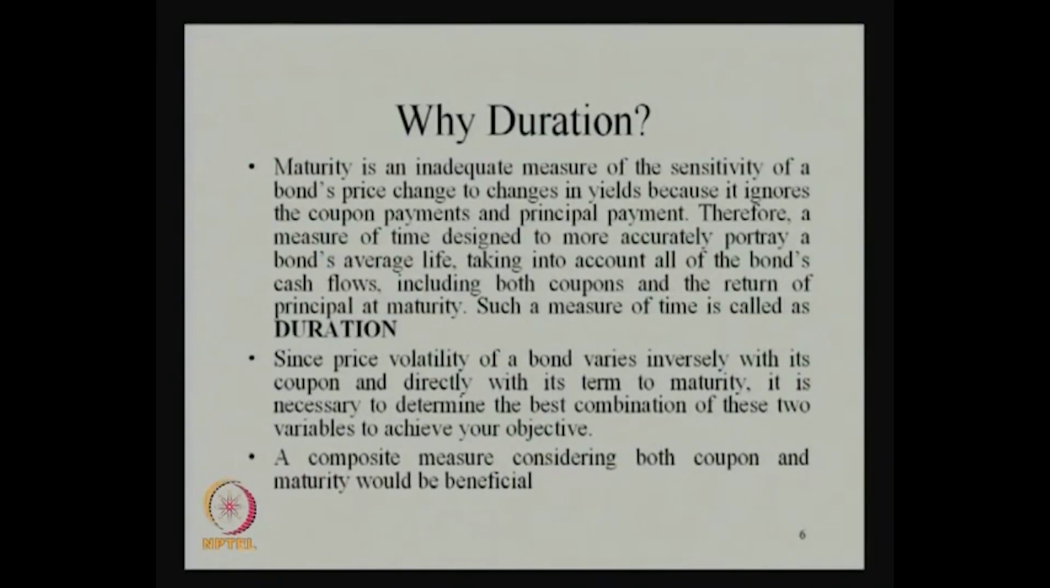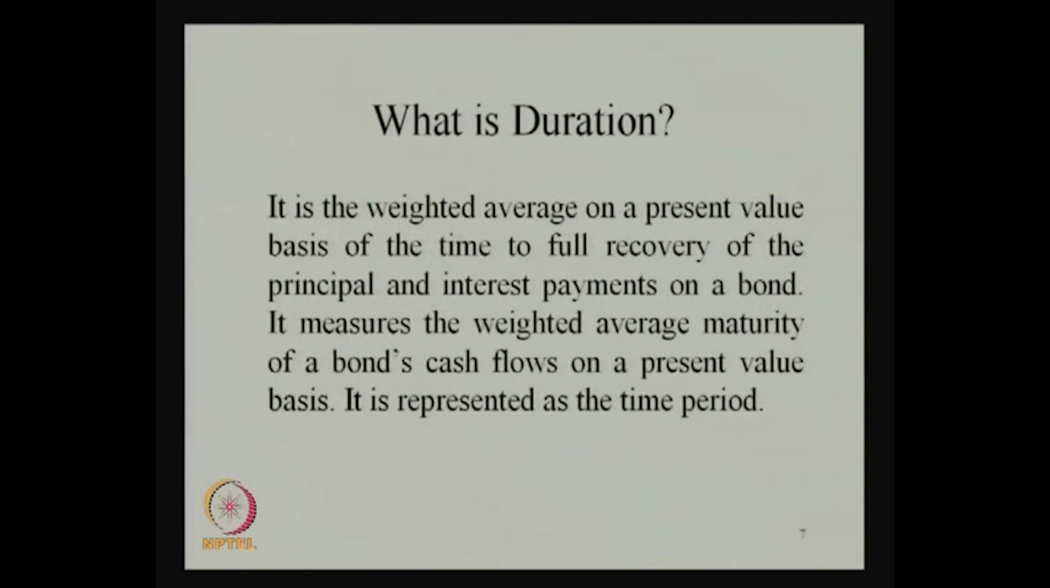So, a composite measure considering both coupon and maturity would be beneficial for the investor. So, what is maturity, what is duration? Duration is basically the weighted average, on a present value basis, of the time to full recovery of the principal and interest payments on a bond. It measures the weighted average maturity of a bond's cash flow on a present value basis.